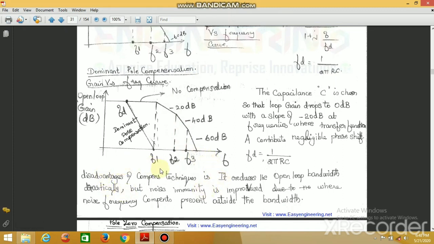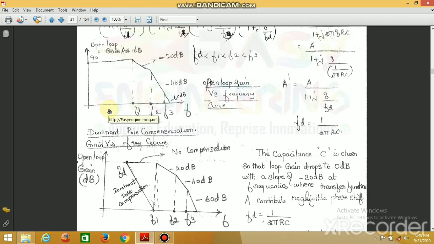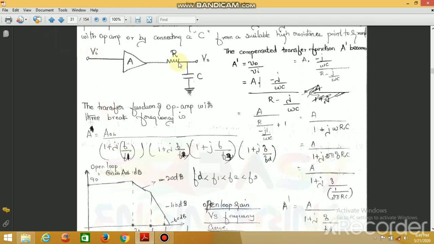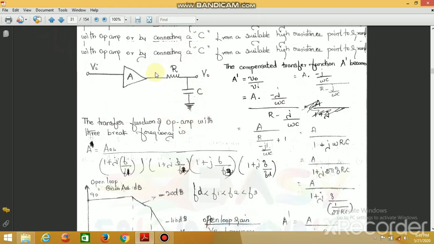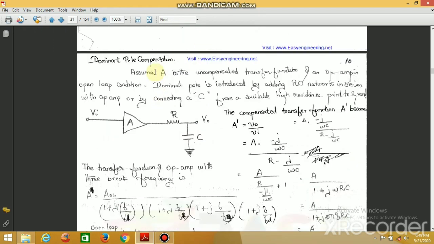So that is the major advantage of this dominant pole compensation. The main disadvantage is that it reduces the open loop bandwidth, but the major advantage is the improvement of noise immunity, so that the noise frequency components will not be available in this amplifier. We are adding an RC network, and this RC combination is called the dominant pole, which plays a major role in improving noise immunity in the amplifier.